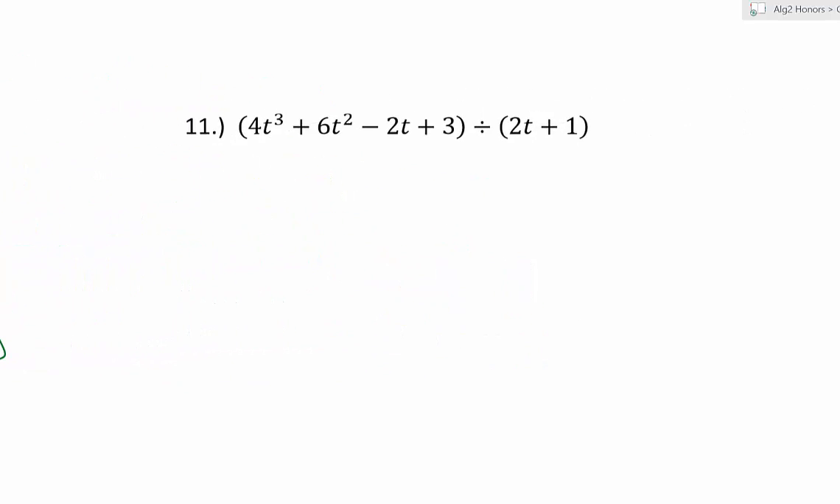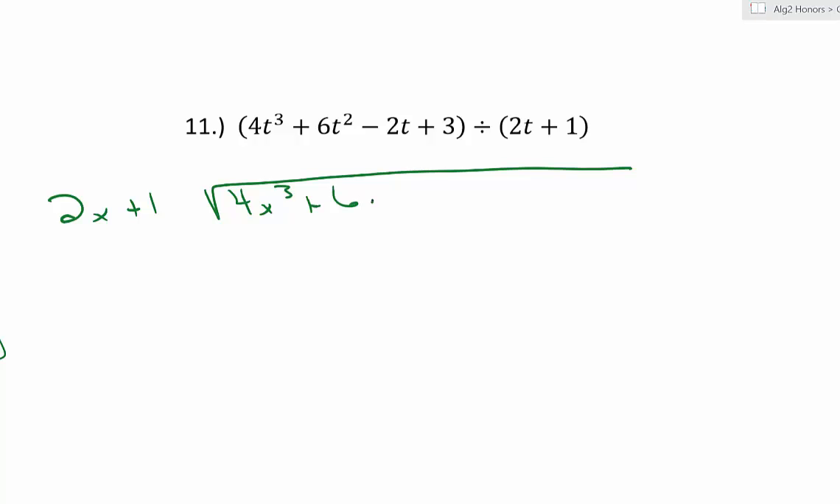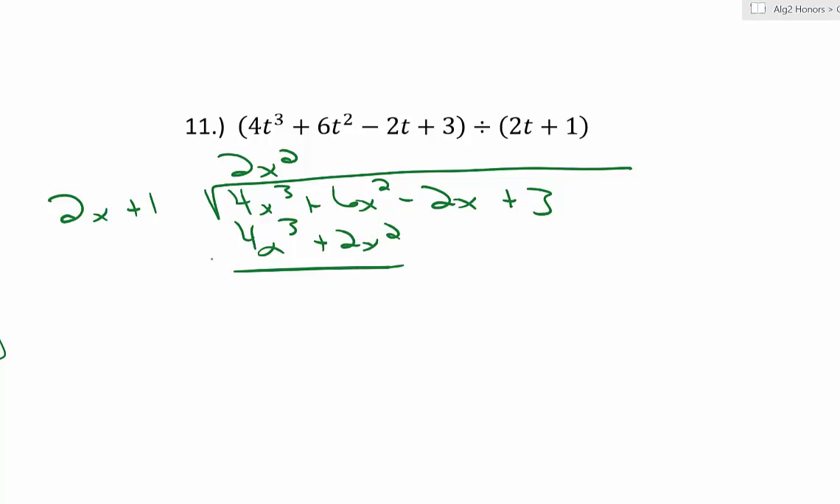This one we can go either way. If you want to divide by 2, we can do that, or you can use long division, which most of you the other day opted for that. So I'm going to write it out that way so that we're all at the same place. If you choose to use synthetic by dividing by 2, we'll get the same answer. So 2x squared, 4x cubed plus 2x squared. We're going to subtract.